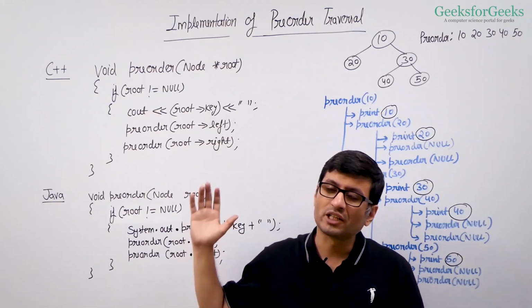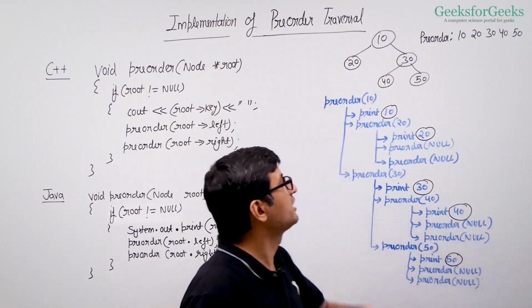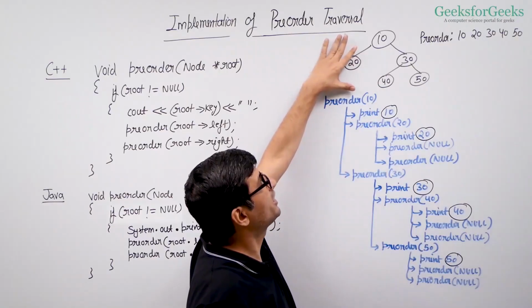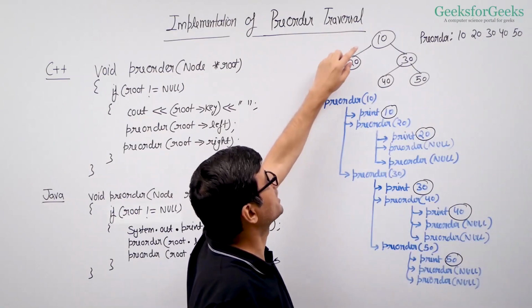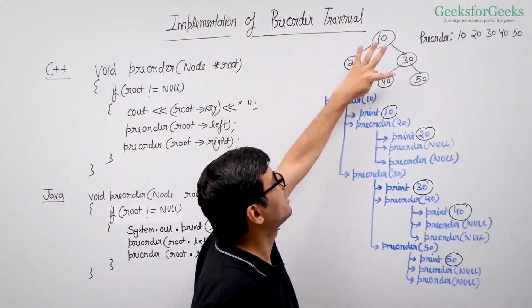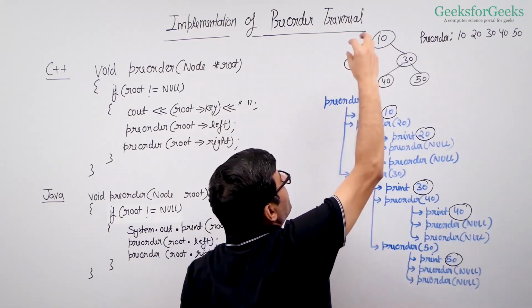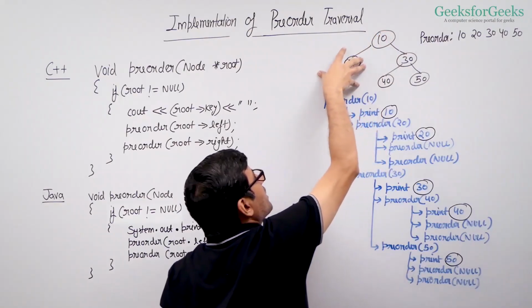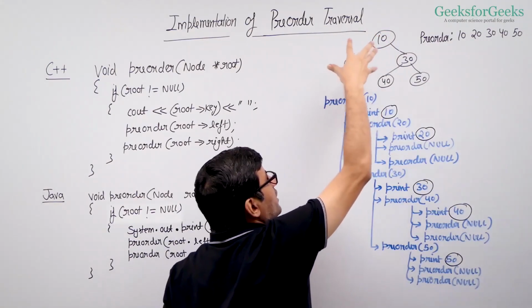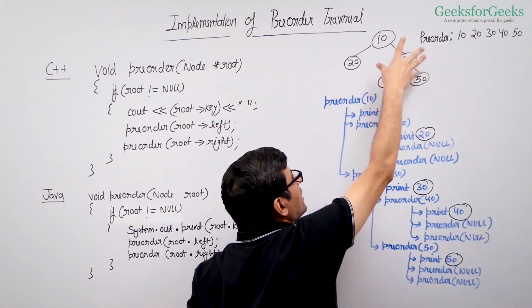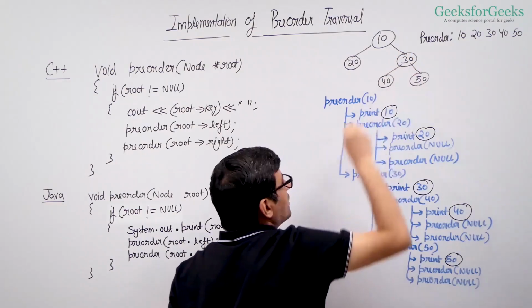So how does this recursive code work? Let's see it with this example. We have this tree and the pre-order traversal of this tree is 10, 20, 30, 40, 50. How are we getting this pre-order traversal? We are printing the root first and then we are printing the complete left subtree. So we have 20, then we are printing the complete right subtree. So we have 30, 40 and 50.